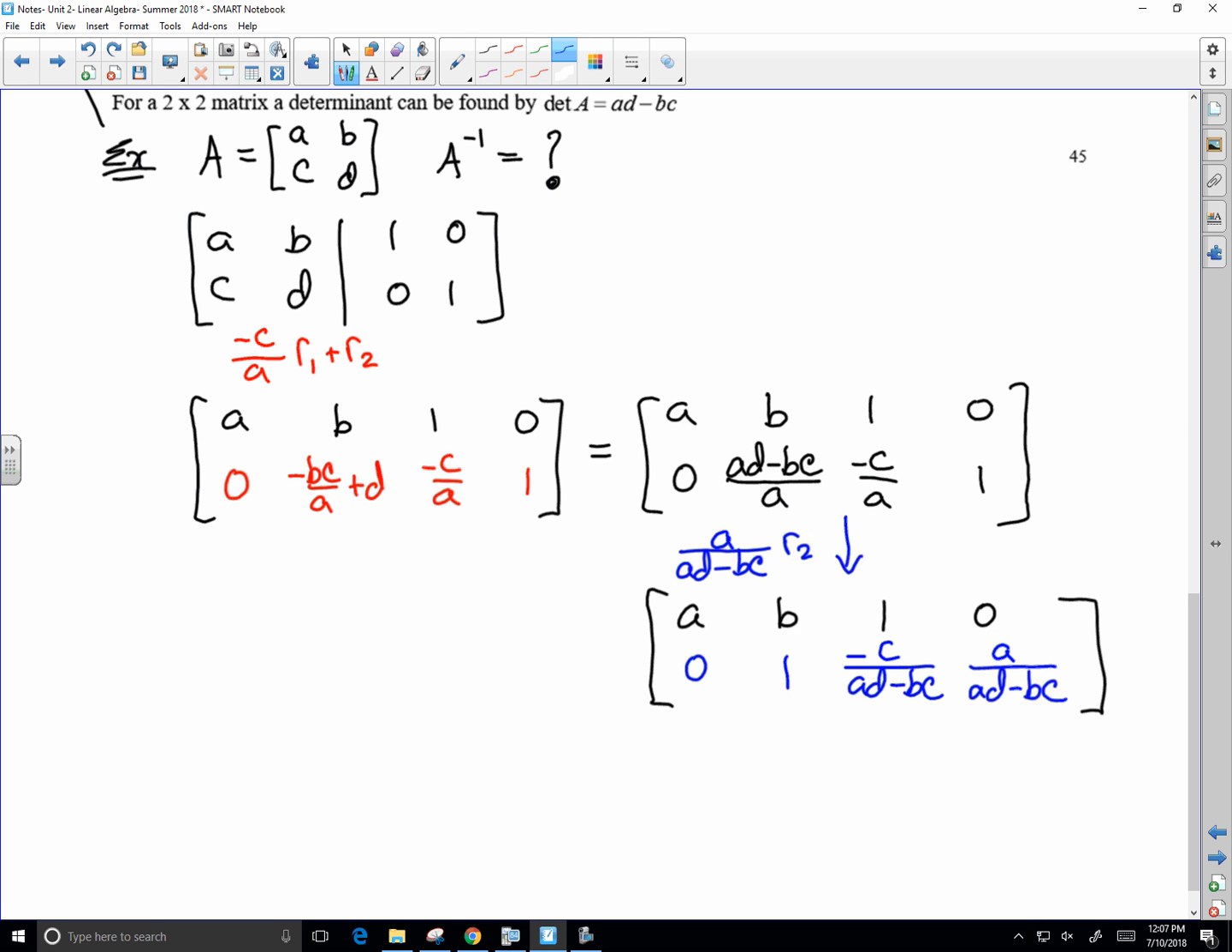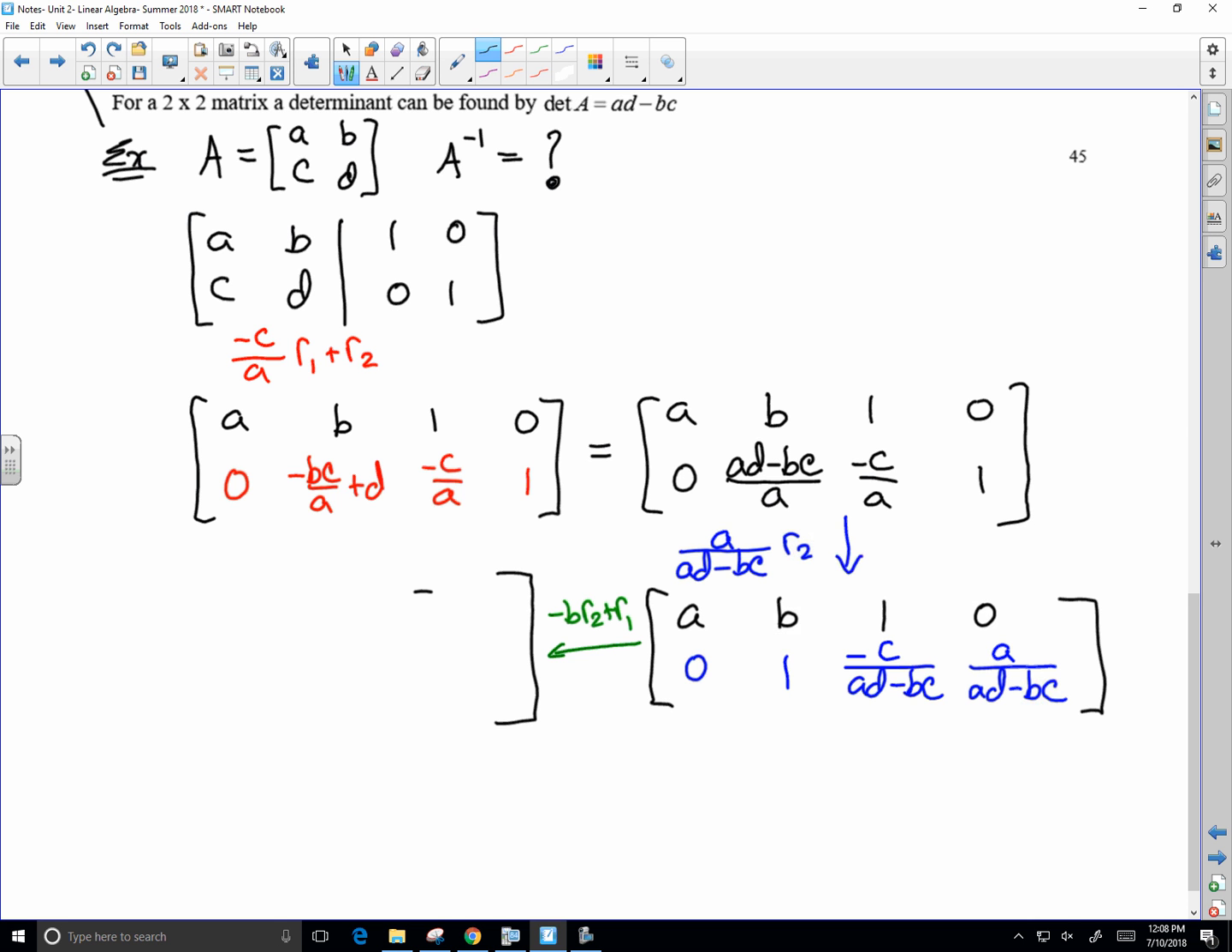I want the B in the top row to go away. So negative B R2 plus R1. All right, so I'll work right to left. It's really just taking those two mega fractions in the bottom, multiplying them by negative B, so introducing a negative B to the numerator and just adding them to the top.